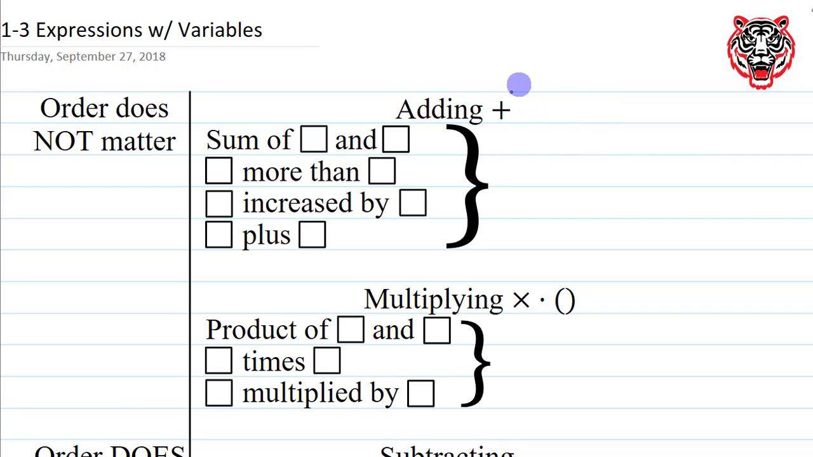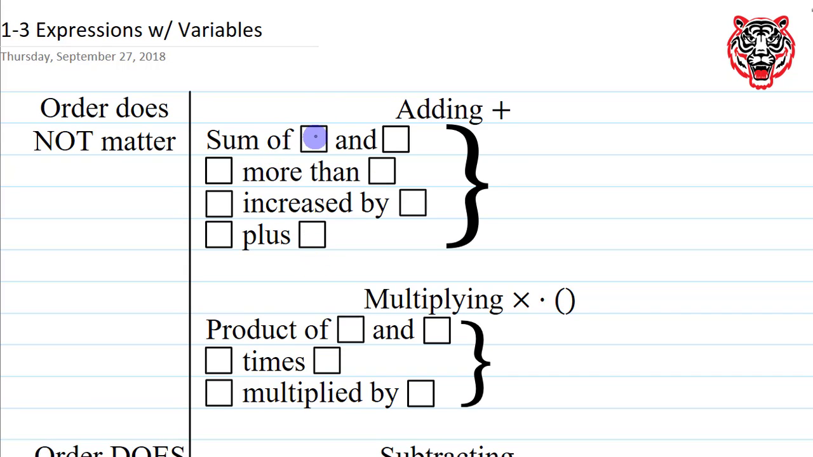Alright, so this is Algebra 1. We're on lesson 1-3, expressions with variables. How do I transform some sentence over here in words into an expression? Again, an expression doesn't have any equal signs. Pretty straightforward here. Alright, so these guys are pretty easy.